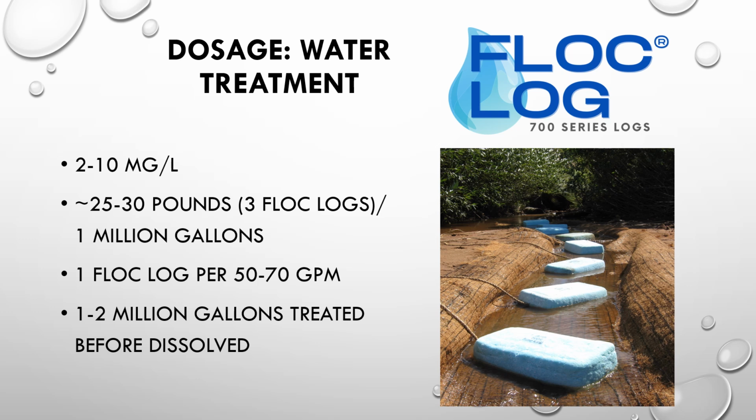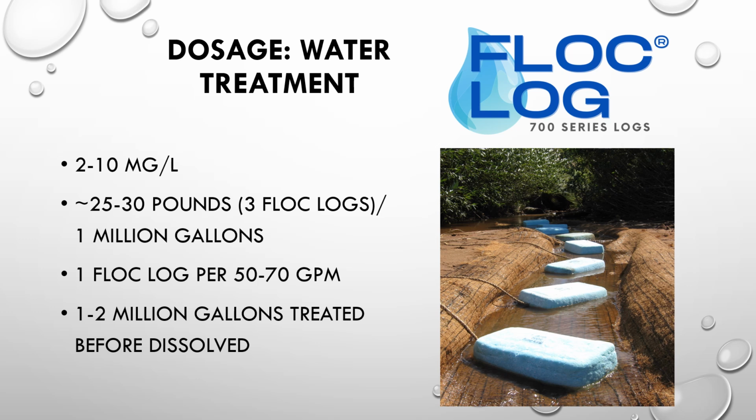For water treatment, the dosage is obviously a little bit different. It's a different application. Most PAMs are effective at an application rate of about 1 to 10 milligrams per liter. We usually aim for somewhere in the 2 to 5 milligrams per liter range. So what does that mean in terms of an actual flock log application rate? It means we want to fully dissolve about 3 flock logs, or 25 to 35 pounds of the polymer material, into 1,000,000 gallons of water. For example, if we have a 1,000,000-gallon sediment basin, to get up to an effective dosage, we would need to fully dissolve and mix 3 of those logs into that 1,000,000 gallons of water.